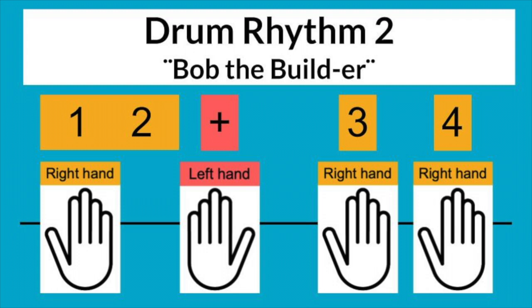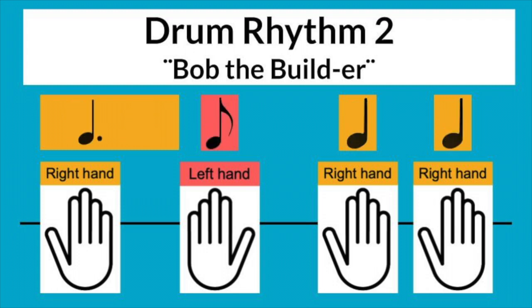This time we're going to use a little phrase to help us with this rhythm. It's Bob the Builder. And it's going to sound like this. You can echo back with me. Bob the Builder, Bob the Builder, Bob the Builder, Bob the Builder. One more time. Bob the Builder, Bob the Builder.